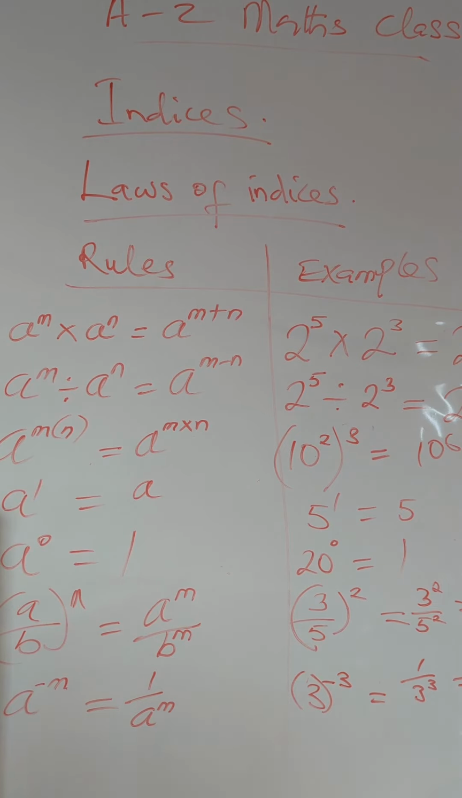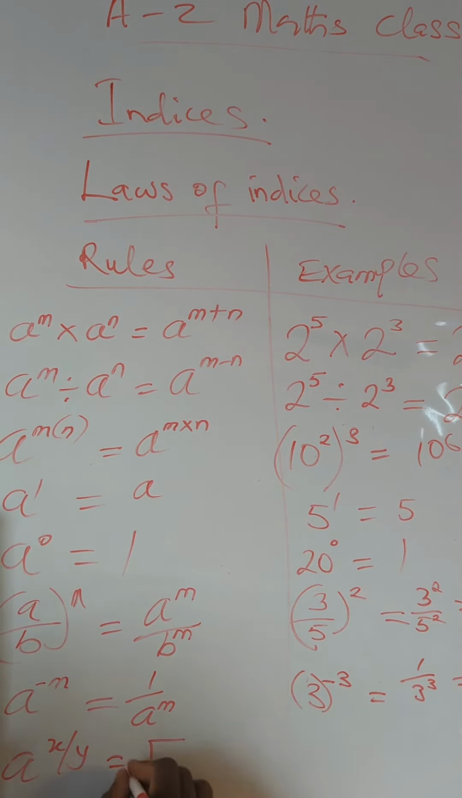Then another one is a raised to the power x over y, which is the same thing as this. How to interpret this is, the denominator means root, while the numerator means power. So this means a raised to the power x, root y, the same thing as the y-th root of a, raised to power x.